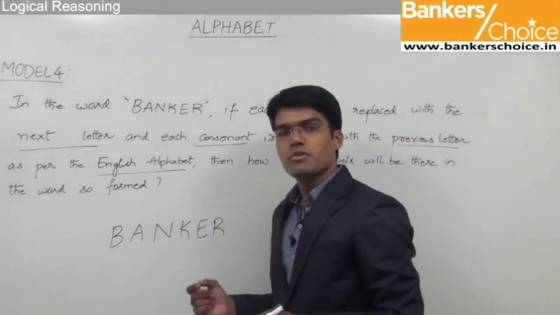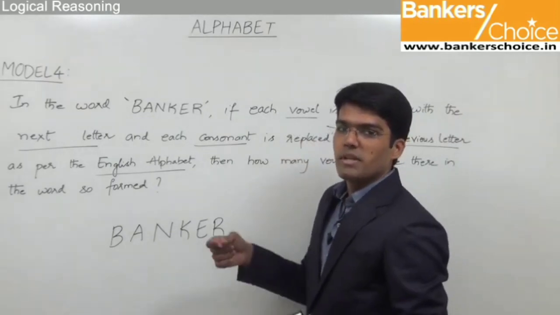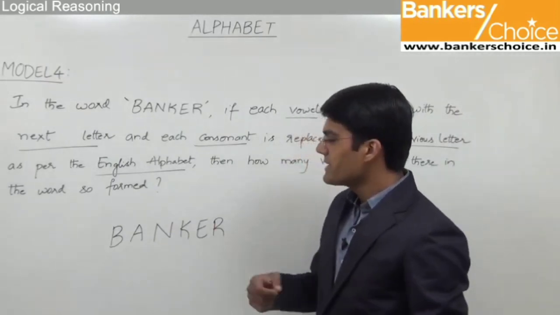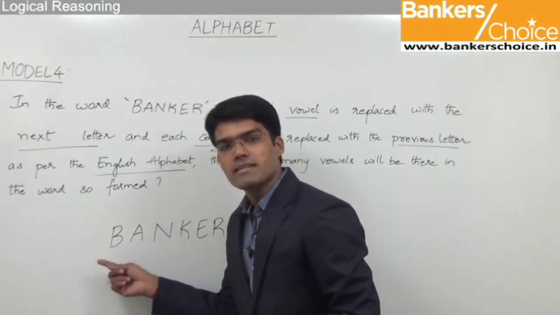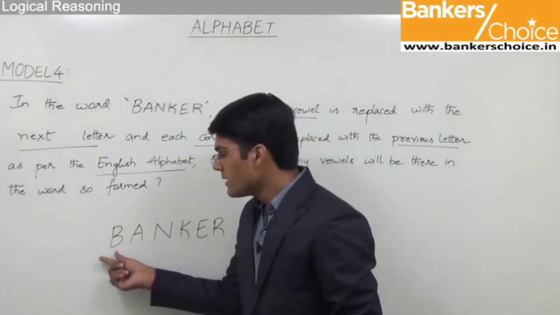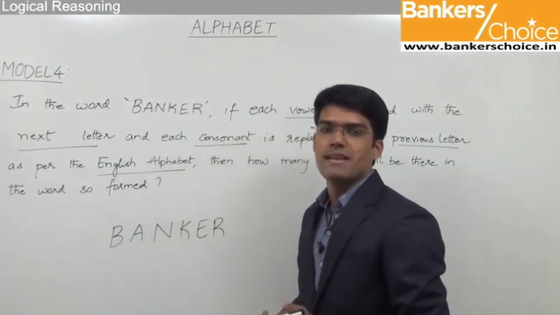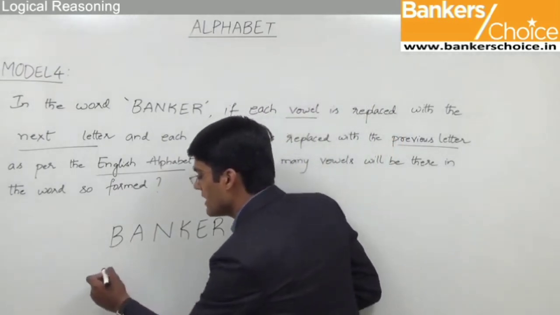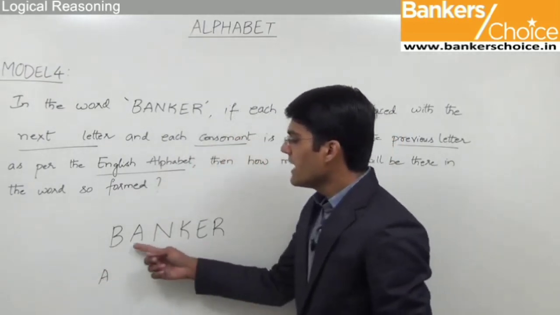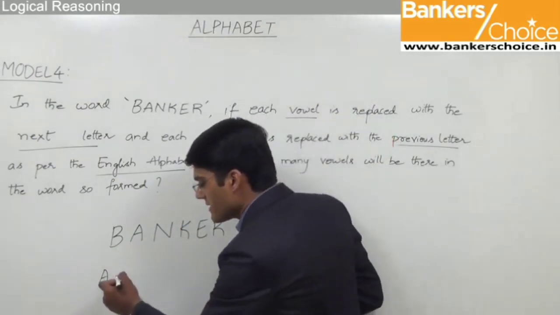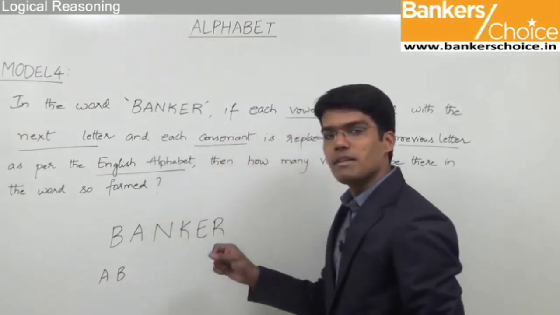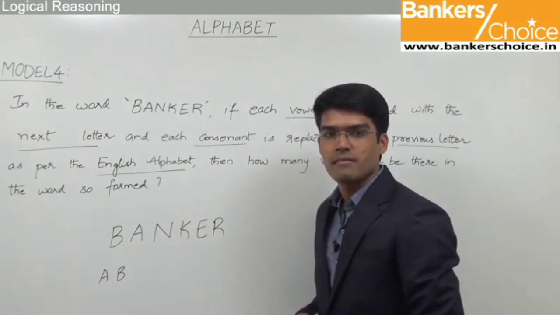So each consonant should be replaced with the previous letter and each vowel should be replaced with the next letter. Now as B is a consonant, it has to be replaced with the previous letter, and the letter which comes before B in the English alphabet is A. So B can be taken as A. A is a vowel and vowel should be replaced with the next letter. So A gets replaced by B, as B is the next letter to A in the English alphabet.